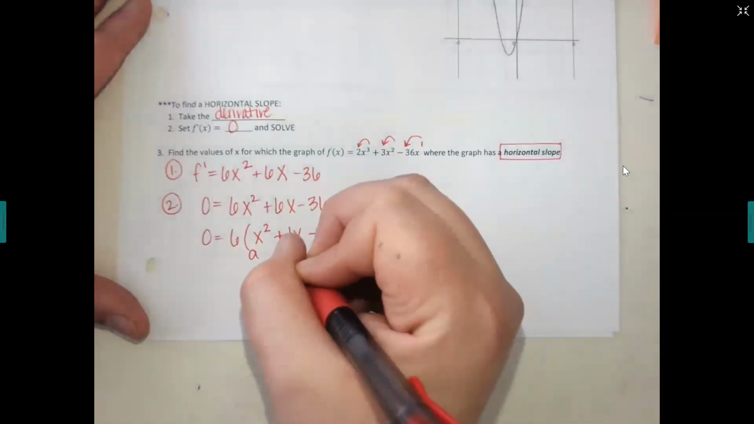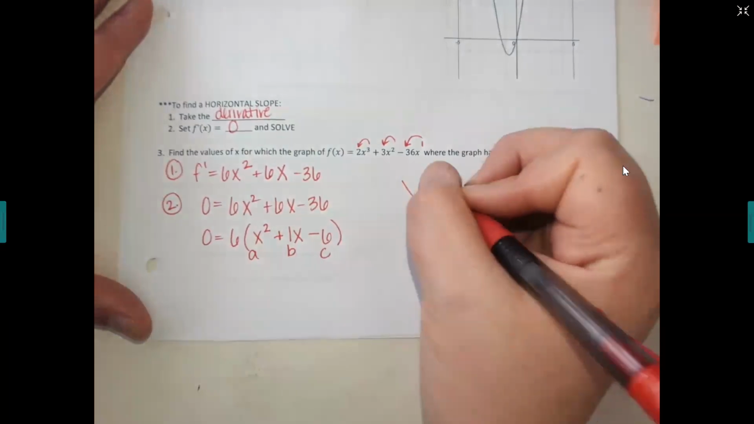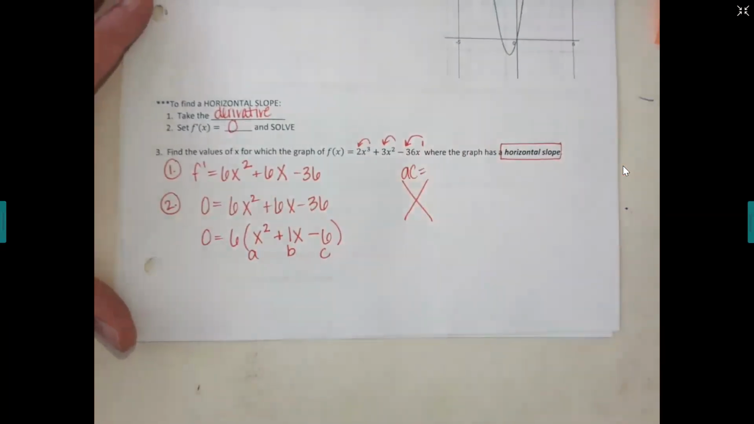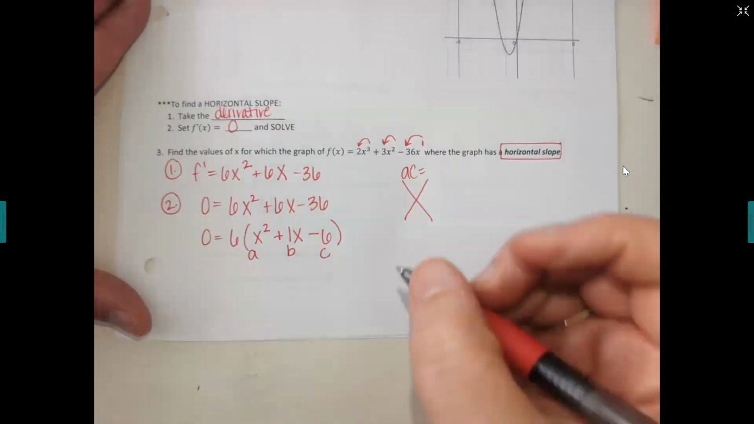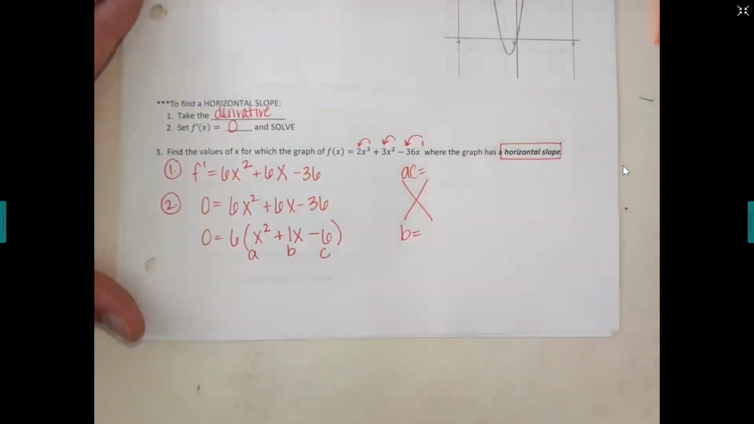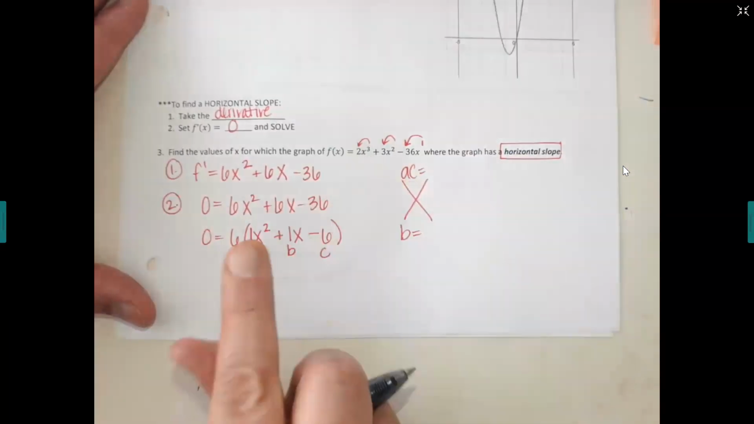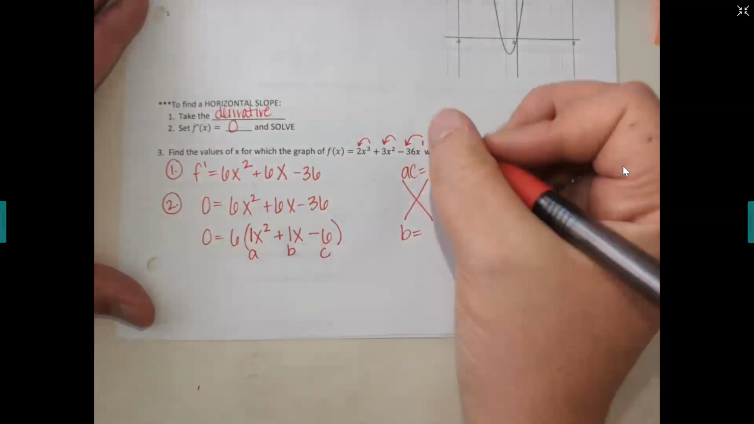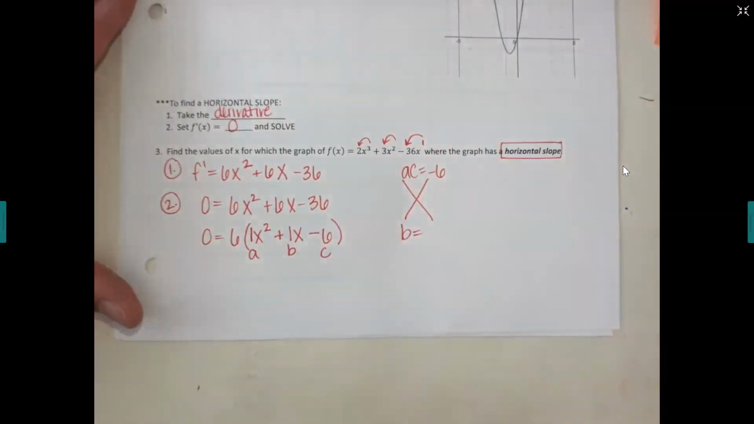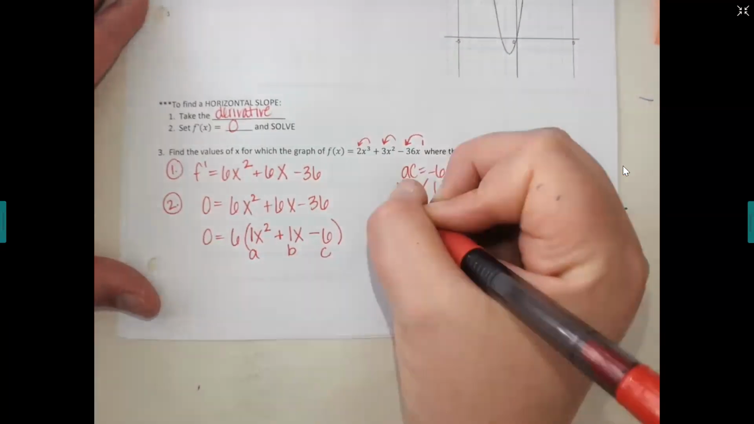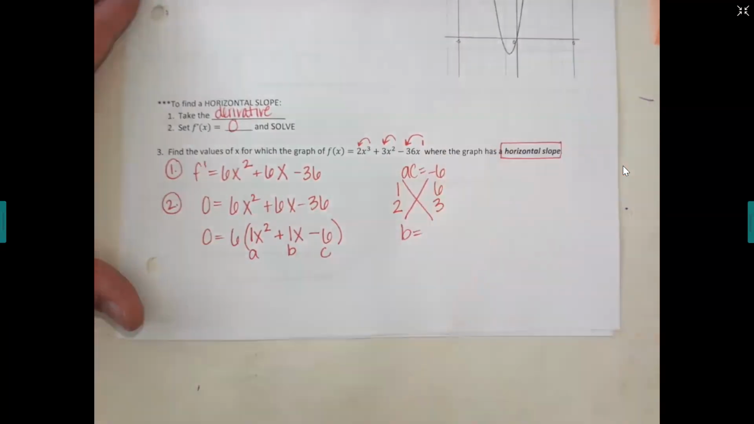A, B, C. Remember, the top of your chart is your AC number. Bottom of the chart is your basement number. Remember, for AC, you're multiplying the A and the C. So if this is a 1 times a negative 6, that's a negative 6. And how can I times to get the number 6? 1 and 6, or 2 and 3, or 3 and 2, same thing.